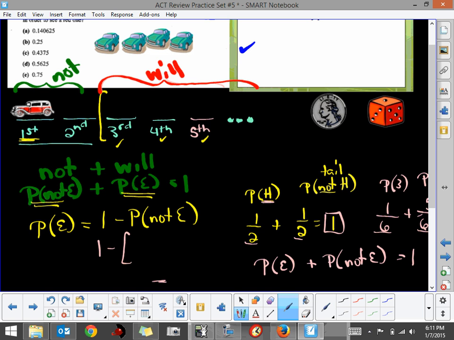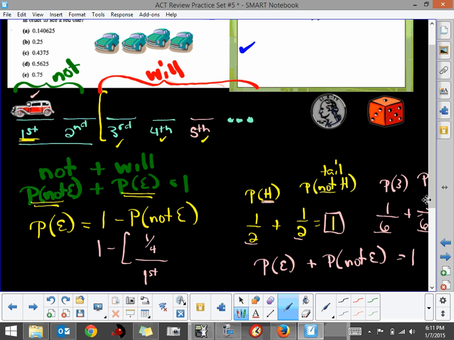Now, the probability that my first car is red, since 25% of the cars out there are red, is only a 1 in 4 chance. Remember, I'm calculating the probability that I do not have to wait until the third car. That means I saw the red car in the first car that drove by. There's only a 1 in 4 chance of that happening. So the probability for that first car is a 1 in 4 chance.